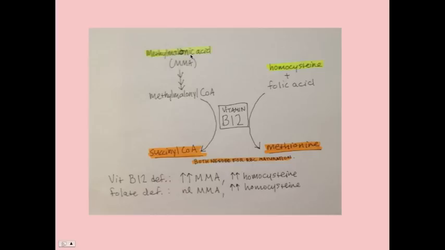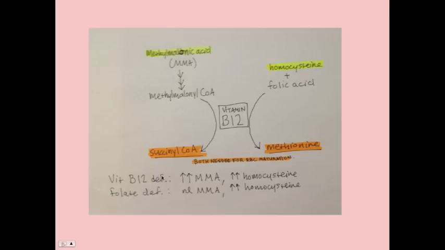reactants. So if you have a deficiency of vitamin B12, so you cut this out of the picture, neither of these reactions can happen. So you're going to get backup products. You're going to have increased methylmalonic acid because you can't go to succinyl-CoA, and you're going to have increased homocysteine because you can't go to methionine.